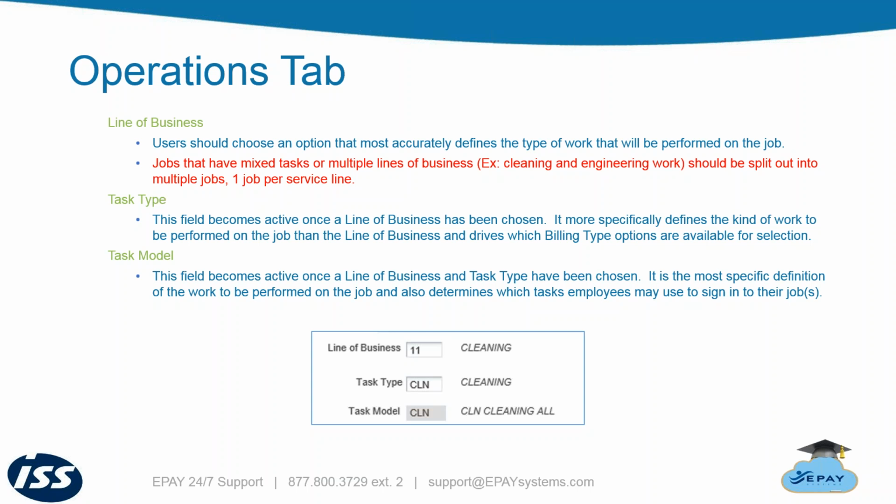The task model field becomes active once a line of business and task type have been chosen. It is the most specific definition of the work to be performed on the job and also determines which tasks employees may use to sign into their jobs. So it's very important to choose the correct fields here, as there are many other things later on down the line that it drives.